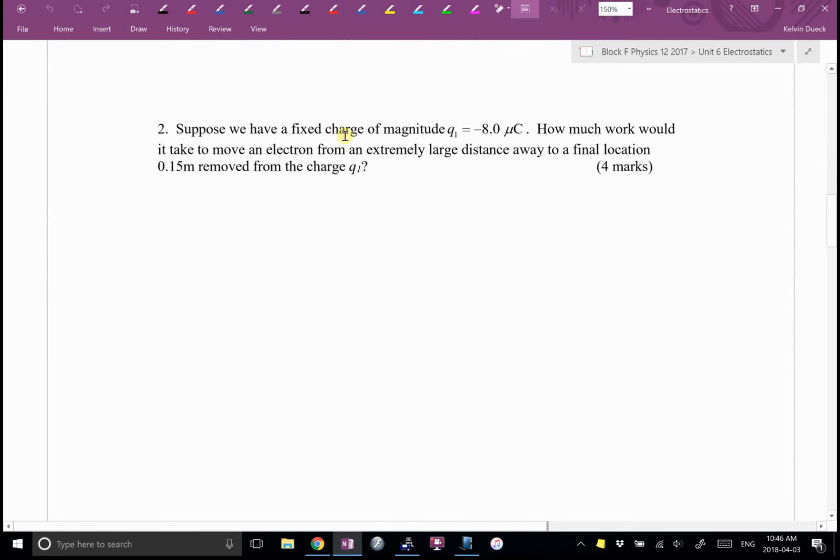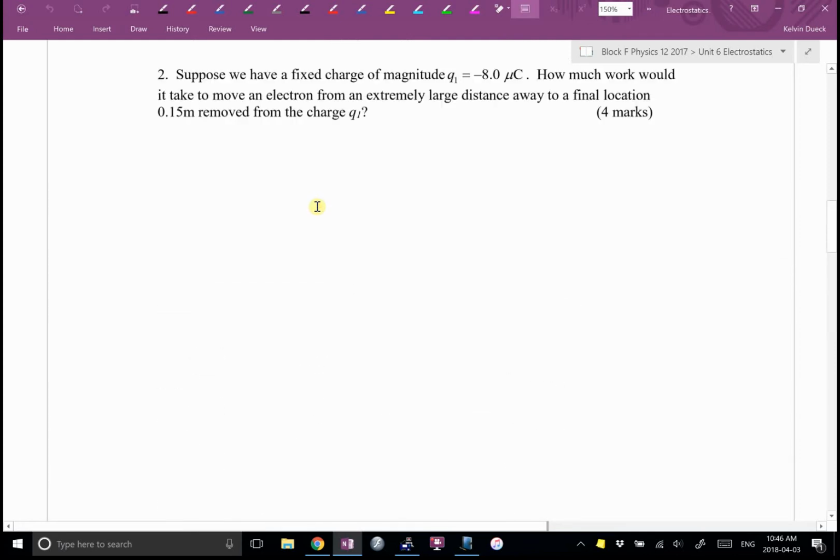Number 2. What's number 2 asking me to find? Work. How much work? I think I'm going to go change in potential plus change in kinetic. Now, it says moving an electron from an extremely large distance away. What's that code for? What do I really mean by that statement? Where are we starting? Infinity, which makes this question a lot easier. Turn the page! Oh, by the way, I would probably, for number 2, use conservation of energy as well.